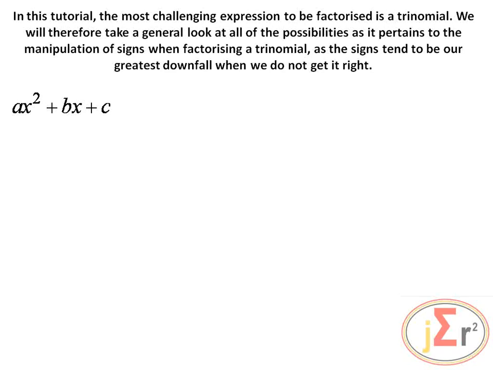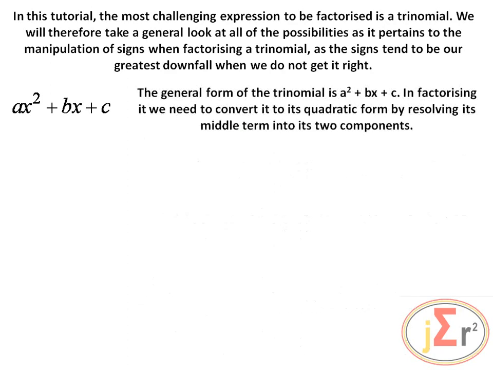There we have the general form of our trinomial, ax squared plus bx plus c. The general form of the trinomial is ax squared plus bx plus c. In factorizing it, we need to convert it to its quadratic form by resolving its middle term into its two components.